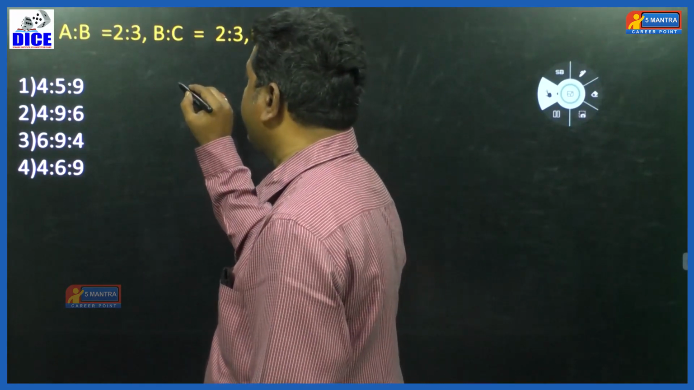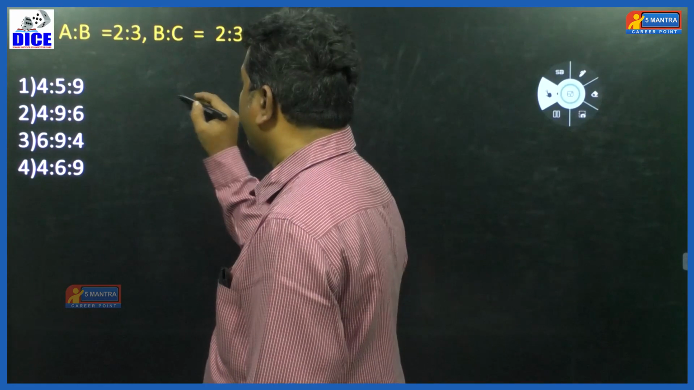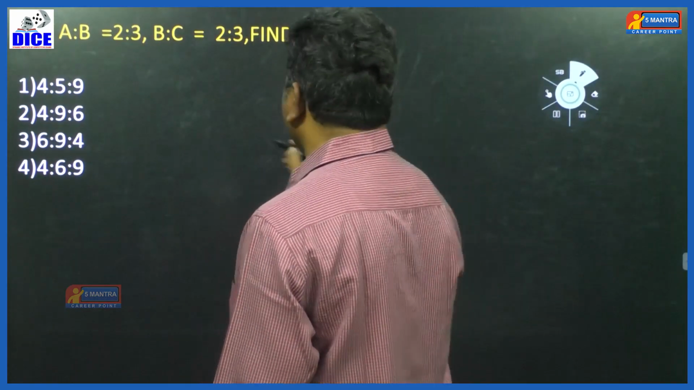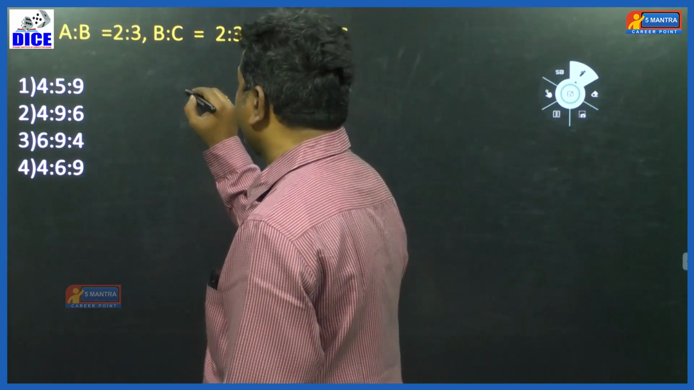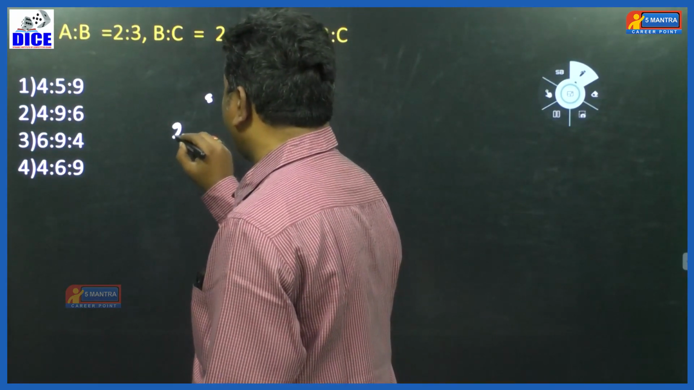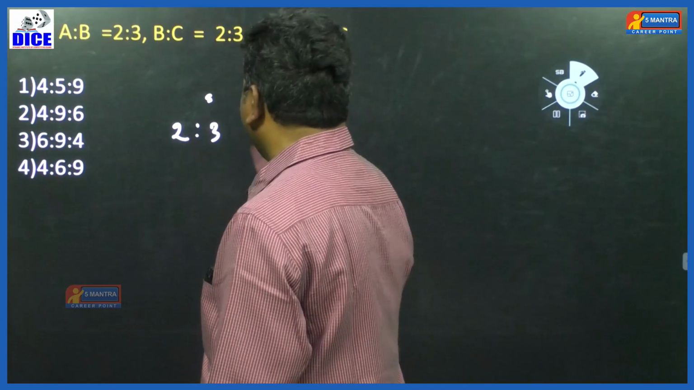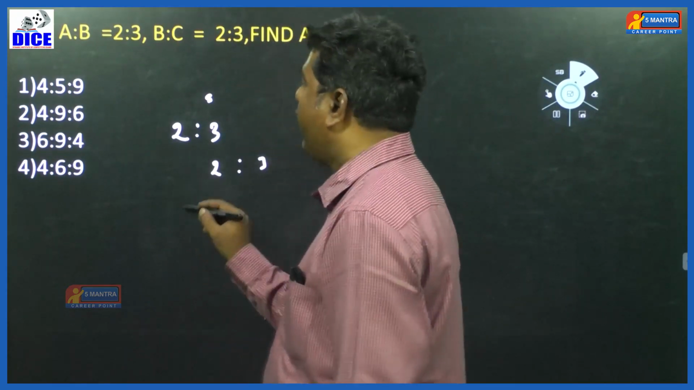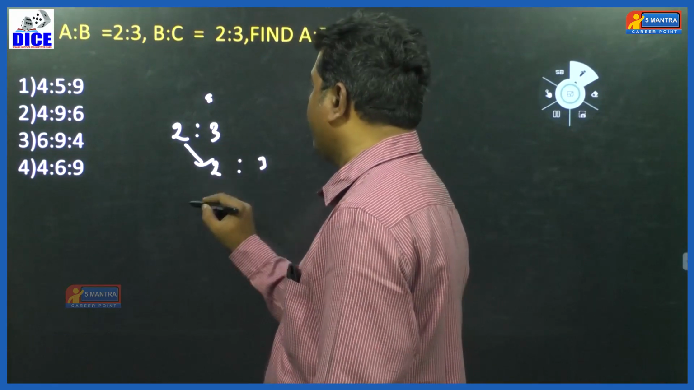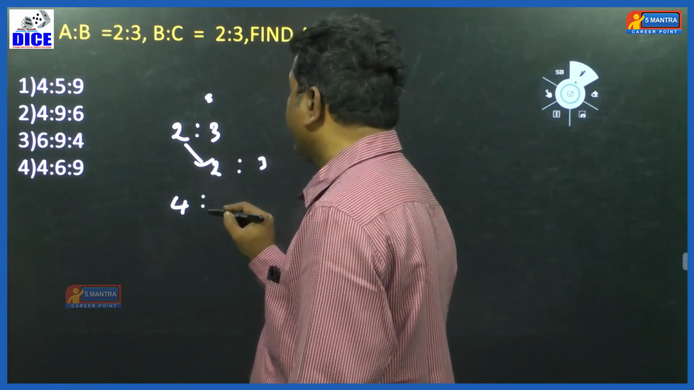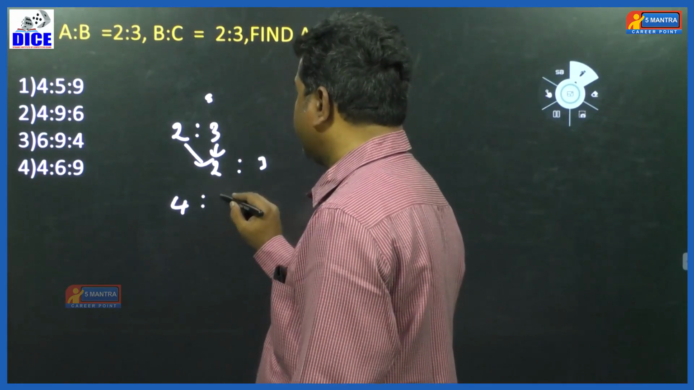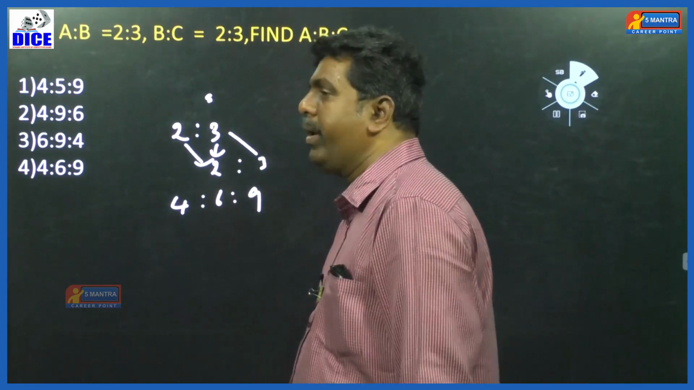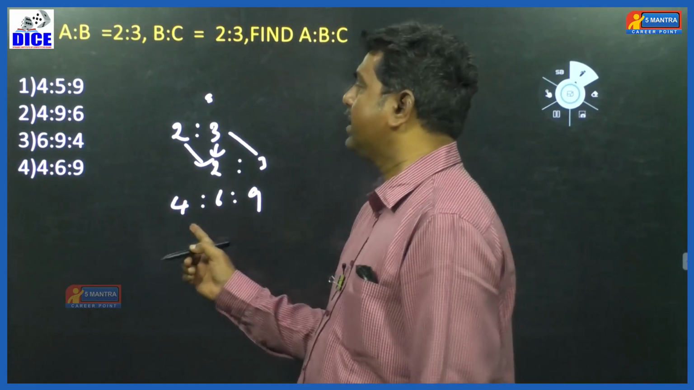First write down the first ratio like this: 2 is to 3. Second ratio as 2 is to 3. Now multiply the values: 2 into 2, 4. 2 is to 3 into 2, 6, 3 into 3, 9. This is the answer. 4 is to 6 is to 9 is the answer.